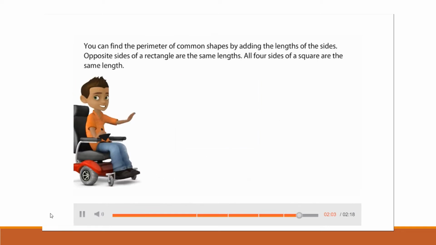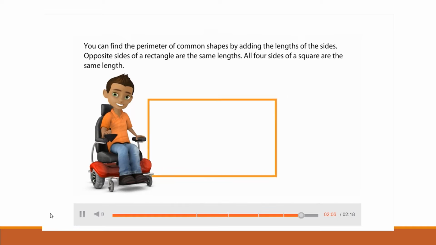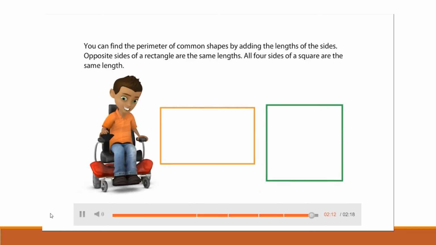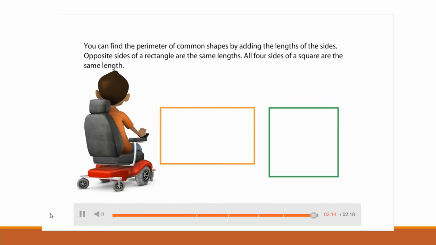You can find the perimeter of common shapes by adding the lengths of the sides. Opposite sides of a rectangle are the same lengths. All four sides of a square are the same length.